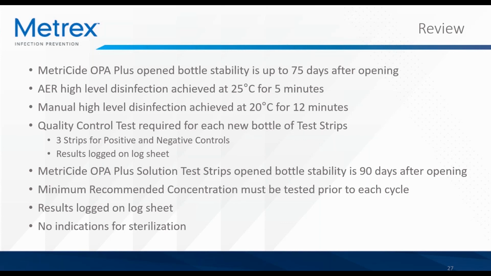The quality control tests for the Metrocide OPA Plus solution test strips are required for each new bottle of test strips. You need 3 strips for the positive and 3 strips for the negative control. Results should be logged on a log sheet. Metrocide OPA Plus solution test strips opened bottle stability is 90 days after opening the test strip bottle. Minimum recommended concentration, MRC, must be tested prior to each disinfection cycle, and results should be logged on a log sheet. There are no indications for sterilization using Metrocide OPA Plus.